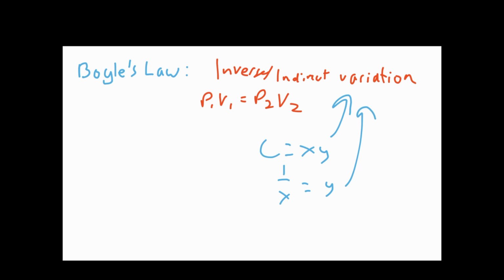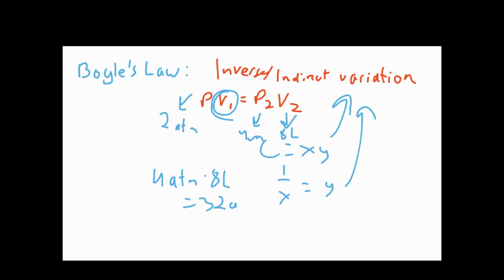So let's try a practice problem. Say our P1 is 2. Our P2 is going to be 4, and these are both in atmospheres. Finally, our volume 2 is going to be 8 liters. So if we're trying to find our V1, we take our P2 times our V2, which is 4 atm times 8 liters, and we get 32 atm times liters.